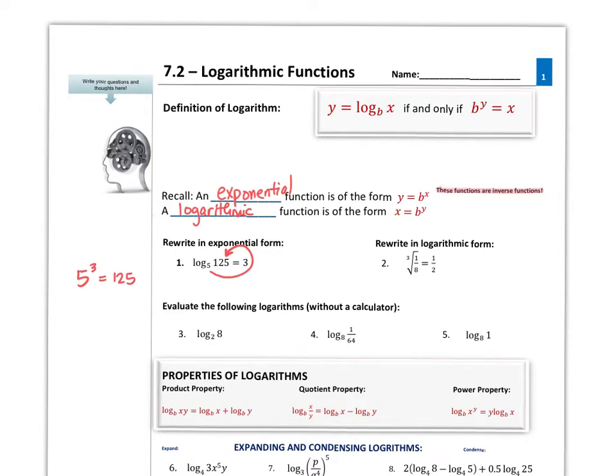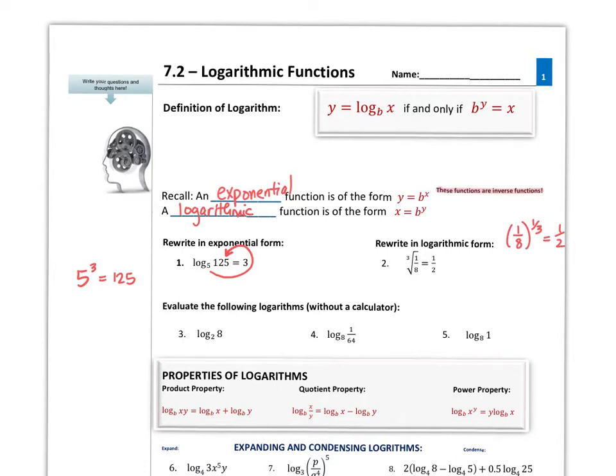So notice on number 2, rewrite in logarithmic form. This actually it might be easier to see. I need you to understand that this cube root of 1/8 is 1/8 to the 1/3 power. Okay, I know it's a little bit harder to see, but you should know already that when you have radicals, you can write them as fractional exponents.